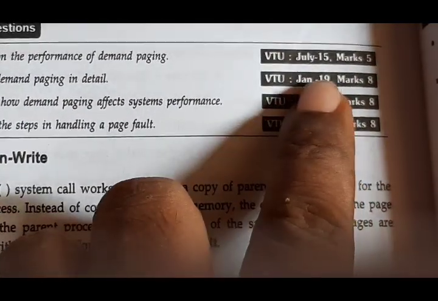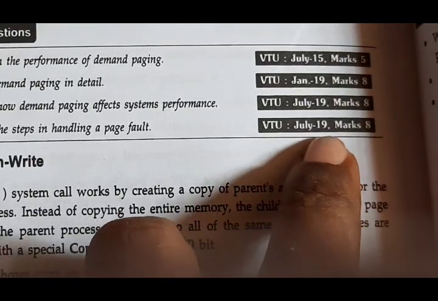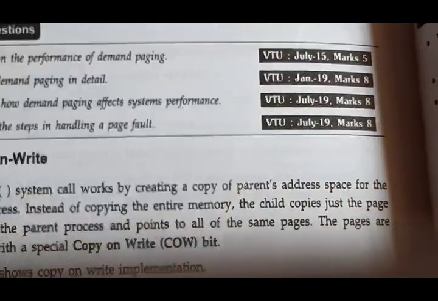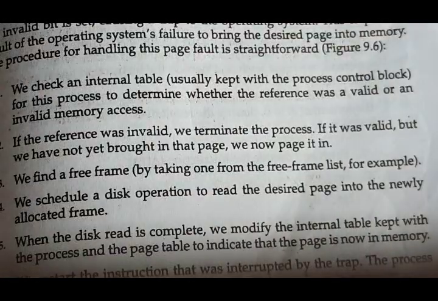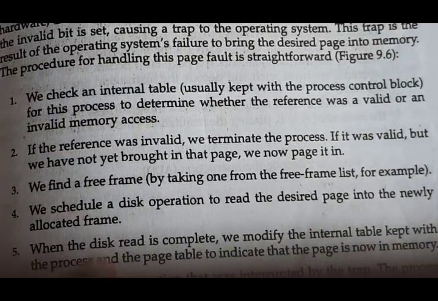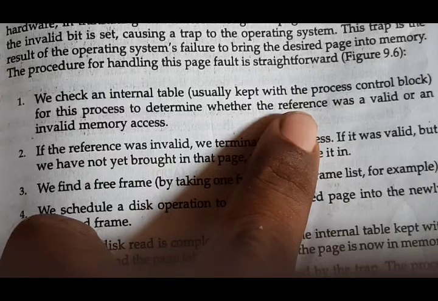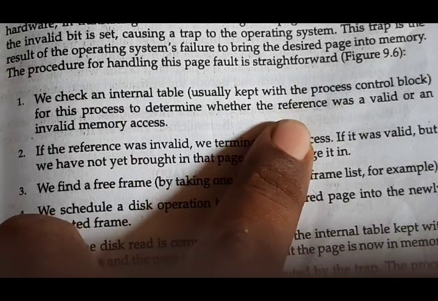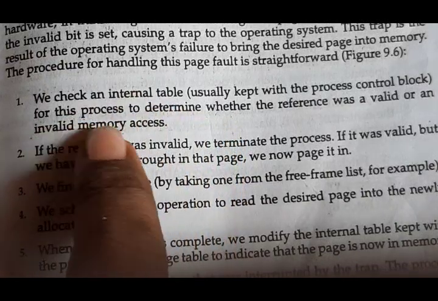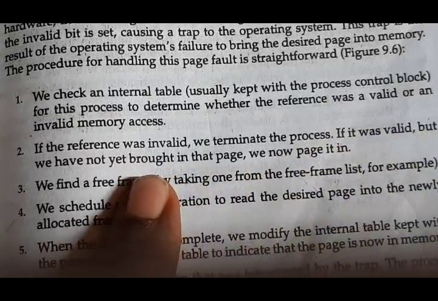It was asked in January 19 and July 19. Let's see what the steps are. First, we check an internal table, usually kept in the process control block, PCB, for this process, to determine whether the reference was a valid or invalid memory access.